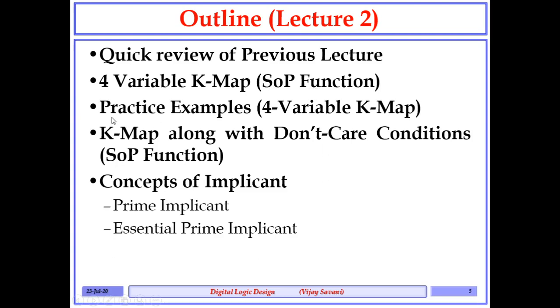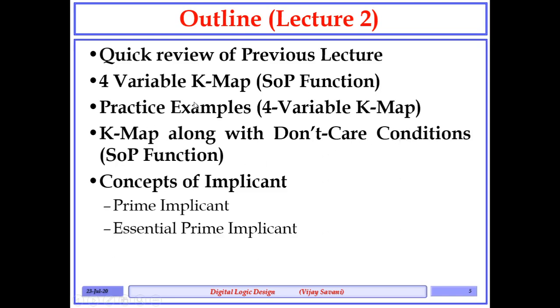Then I'll give some time to solve practice examples using a 4 variable K-map, so you will get more acquainted and familiar with the 4 variable K-map solution. Then we will discuss the don't care condition, why the don't care condition occurs in the system, in the function, and then we will take a few examples of 4 variable K-map along with the don't care condition.